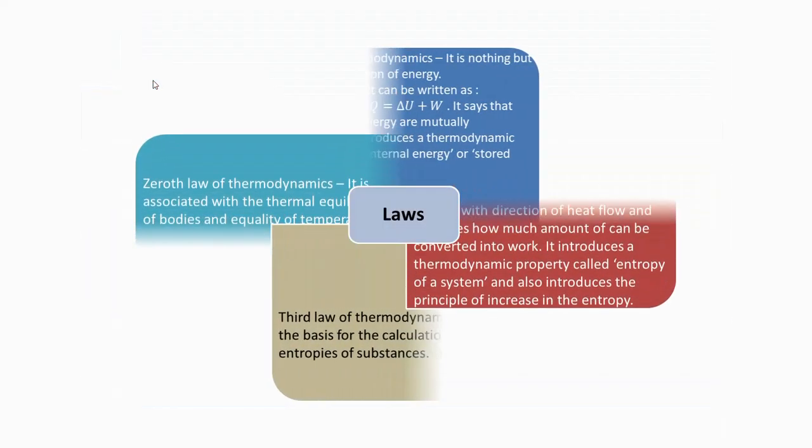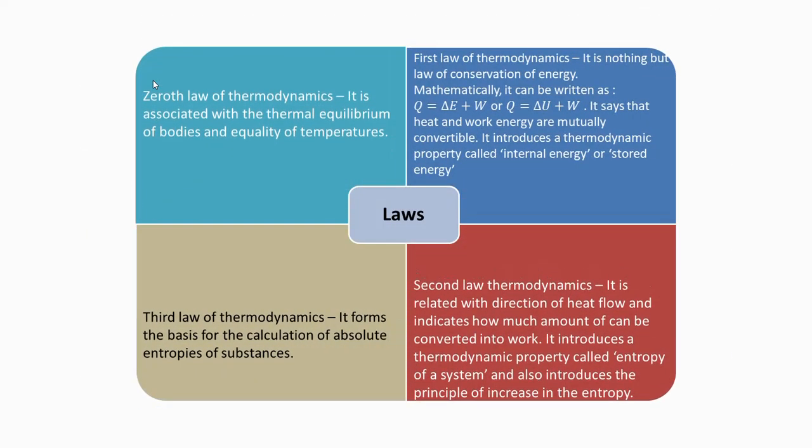Now we'll see the laws of thermodynamics. The zeroth law is associated with the thermal equilibrium of bodies and equality of temperature. It says that if body A is in thermal equilibrium with body B and body B is in thermal equilibrium with body C, then A and C can be said to be in thermal equilibrium with each other. So A, B and C are together simultaneously in thermal equilibrium with each other.